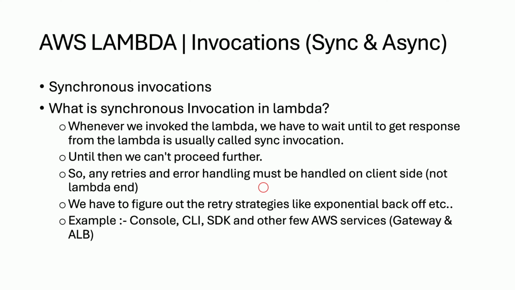Okay. So a few examples of synchronous invocation of Lambda are the console. From the console, we do a synchronous invocation so that we'll get the result. And the CLI, definitely, we can use the CLI to invoke the Lambda to get a result, and also by using the SDK. And also we have a few other services like API Gateway, Application Load Balancer, etc., to invoke Lambda in a synchronous way.